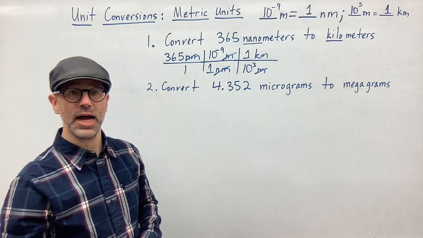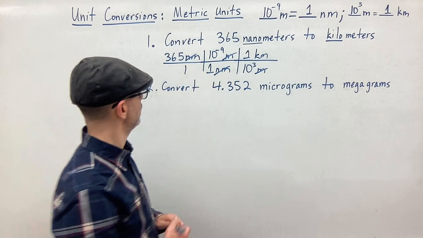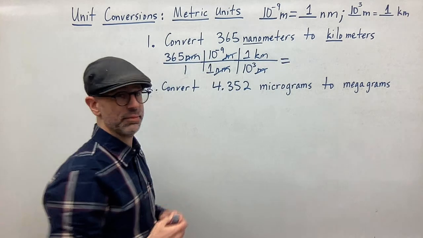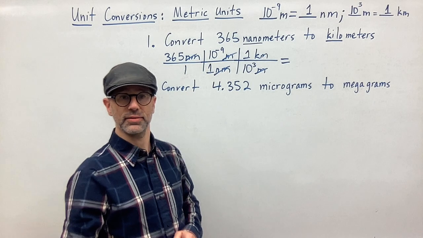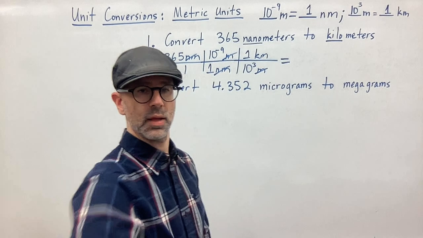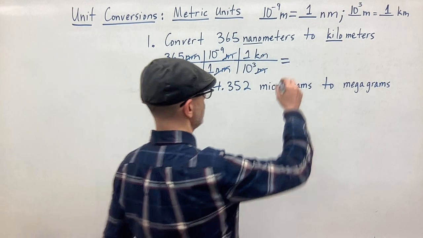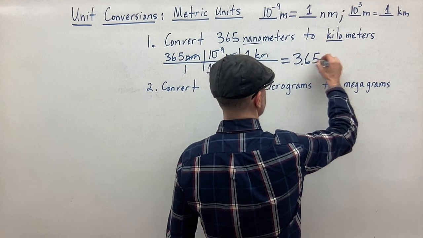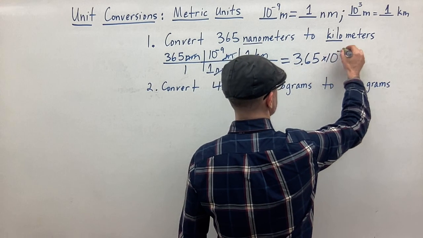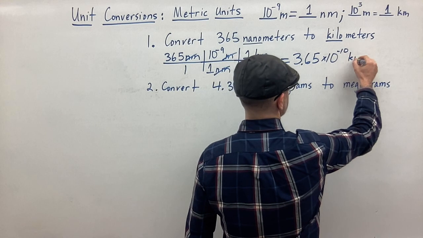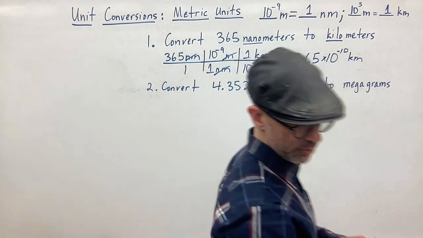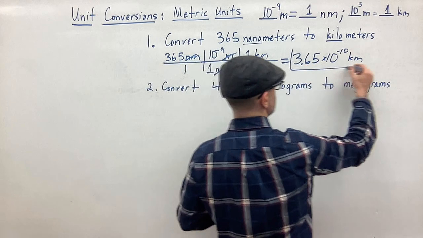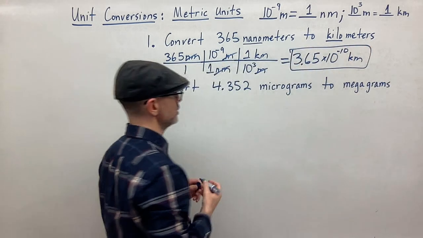So all I have to do now is just multiply and divide. So I put my equal sign, I get my calculator, and I calculate. And when I do that, I get 3.65 times 10 to the negative 10 kilometers. Let me make sure I got that right. Yep. And so this is my answer in kilometers.